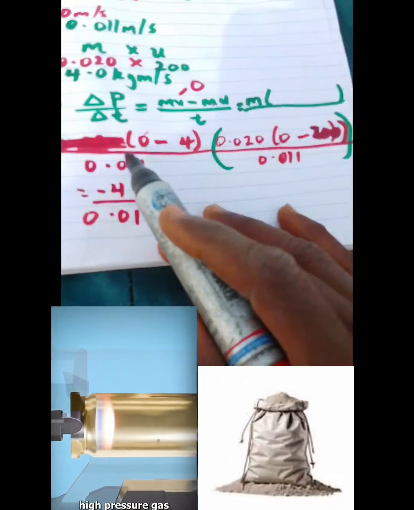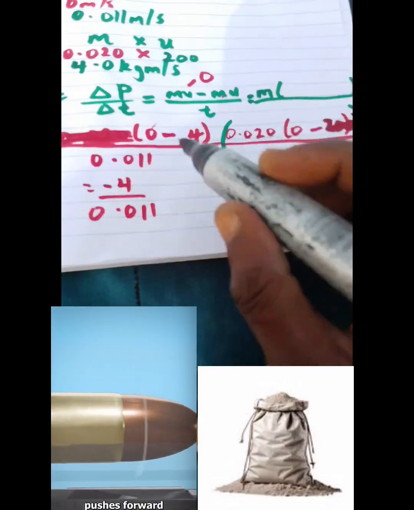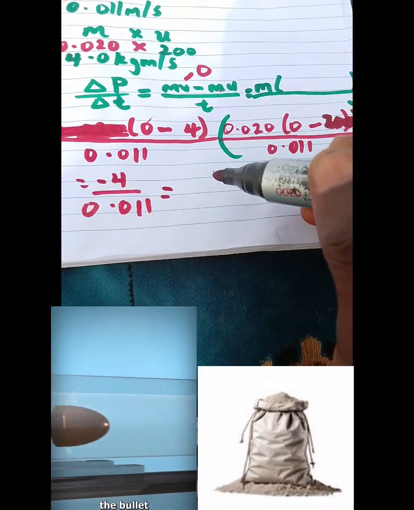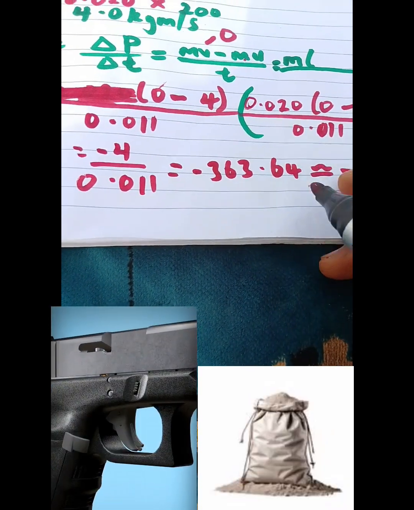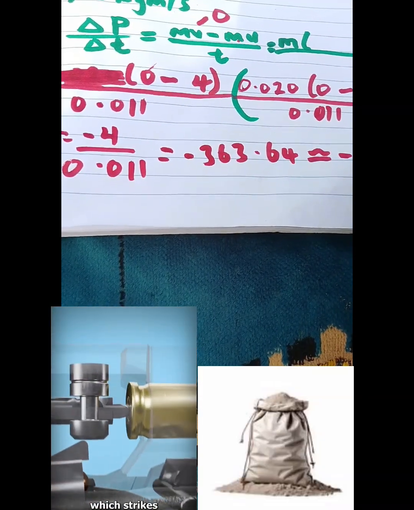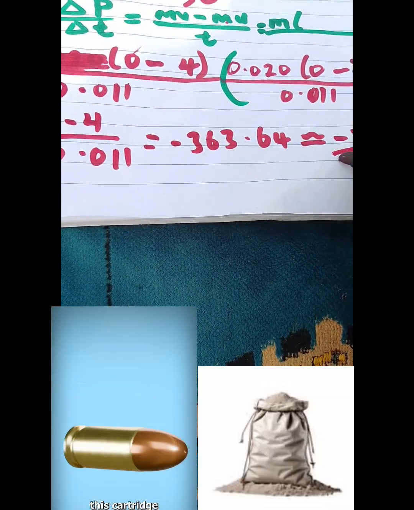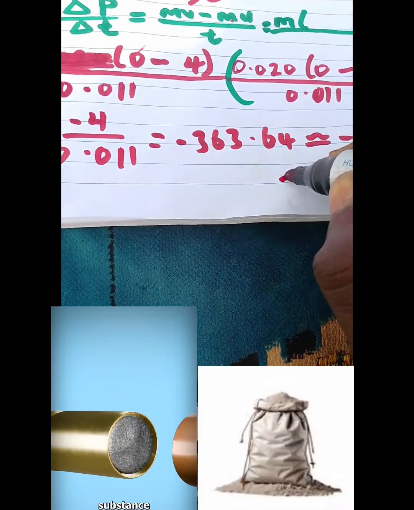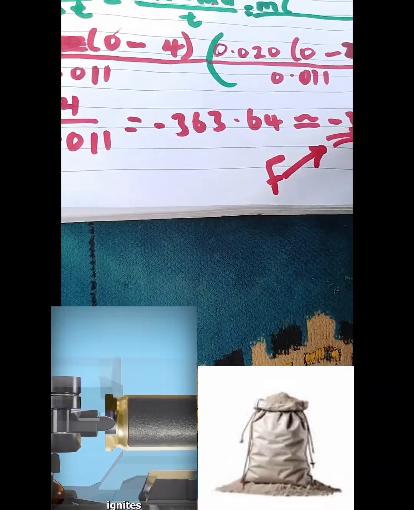And then finally, minus 4 divided by 0.011 gives us minus 363.64, which is approximately minus 364 Newton. It's minus because it acts in the opposite direction. So the force required to stop this bullet is minus 364 Newton.